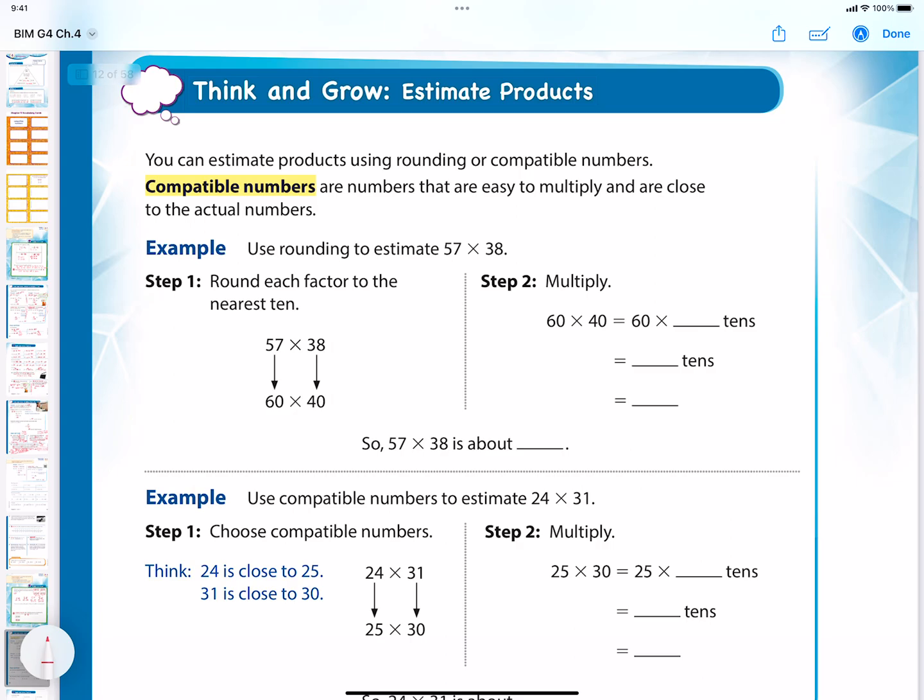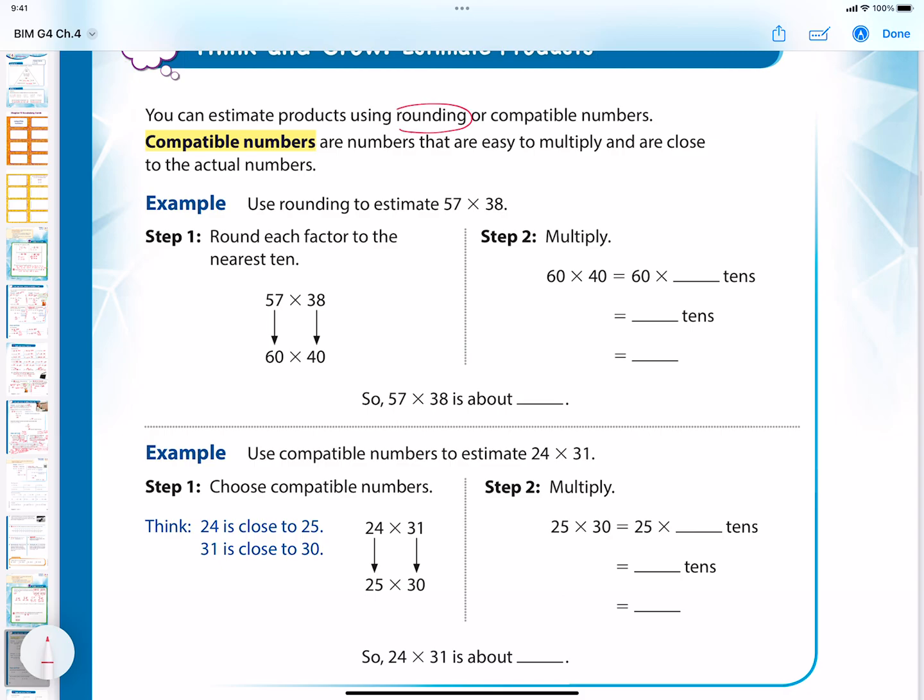Think and grow, estimate products. You can estimate products using rounding. We know rounding up and rounding down numbers, right? Rounding up is what? 5, 6, 7, 8, and 9. And rounding down is what? 0, 1, 2, 3, and 4. Remember? You're going up and down, right? So 5 and up, we are going to go to the next 10, so you need to add one more to the target number. And 4 through 0, we are going to round down, okay?